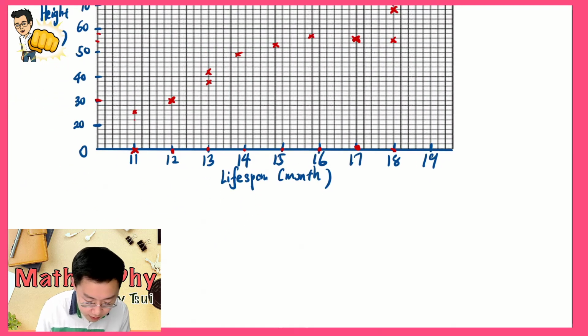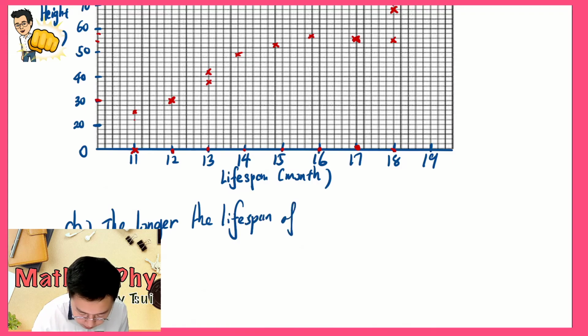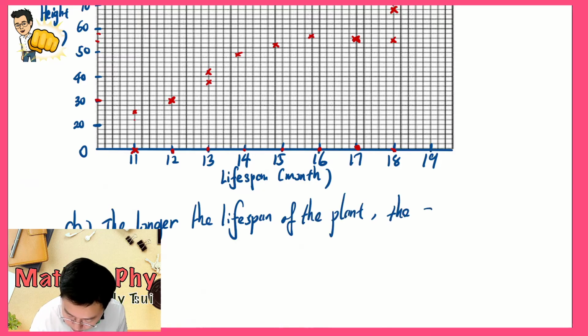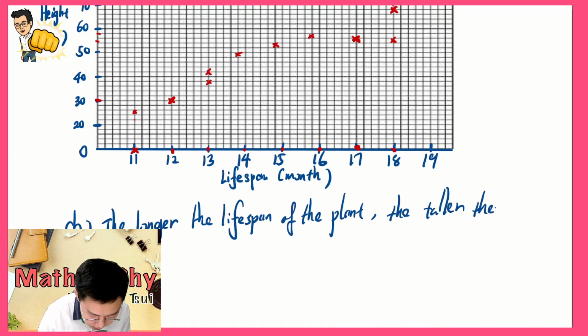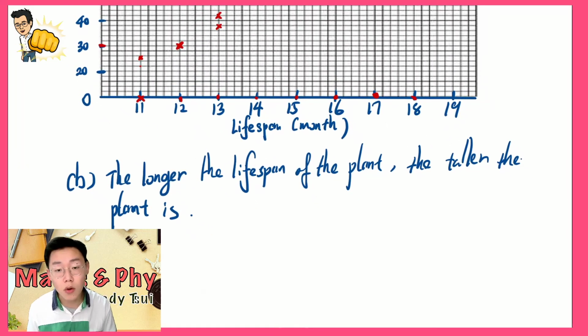So we can write down for part B: the longer the lifespan of the plant, the taller the plant is. So we can conclude that the longer the lifespan of the plant, the taller the plant is.